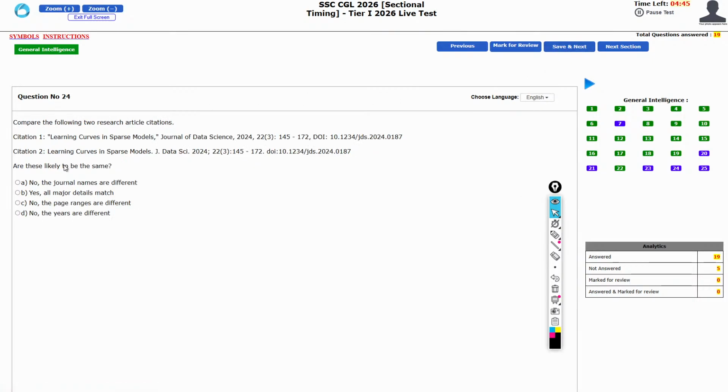Reason, assertion, later. Citation. Okay. Citation on learning curves of sparse models, Journal of Data Science. Learning curves in sparse model. J. Data Sci. 2024. H3 plus 25 171 DOI 10.1234 slash JDS.024. Okay. Yes, major details match.